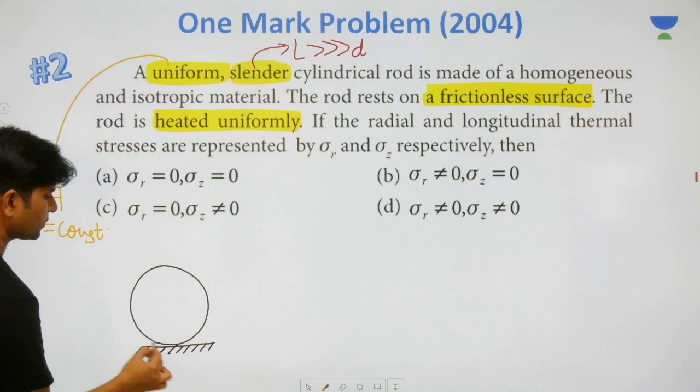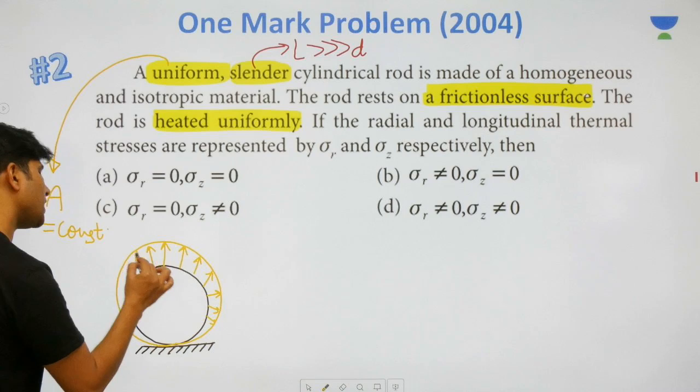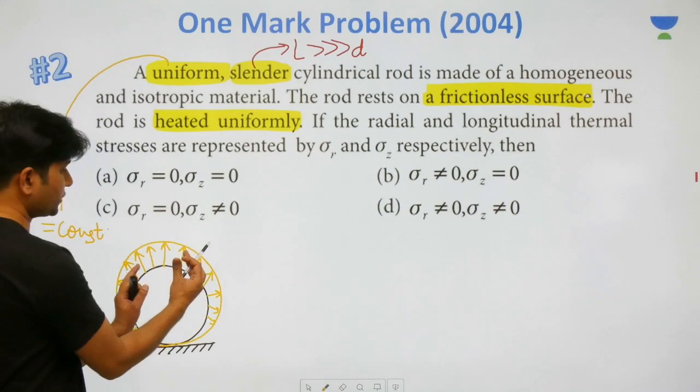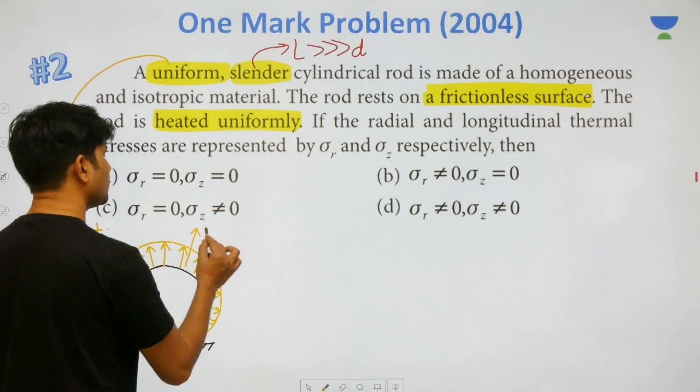Something like this. Not only in radial direction, this expansion I'm representing for radial direction, but also in axial direction. Now, where exactly is the axial direction? Axial direction is coming out of your screen. Axial direction is the direction perpendicular to the screen of your phone. So the rod is free in radial direction also, and the rod is free in axial direction also.